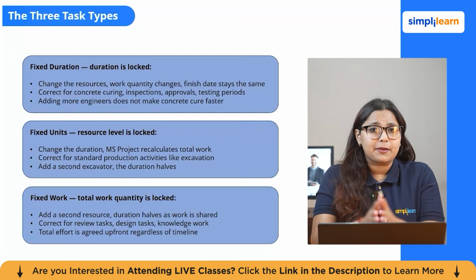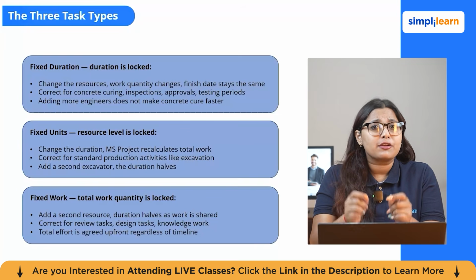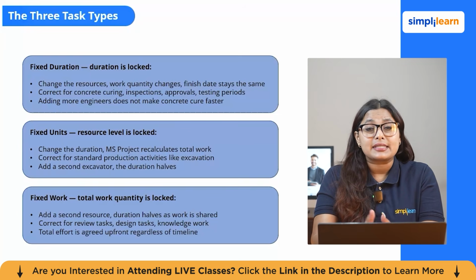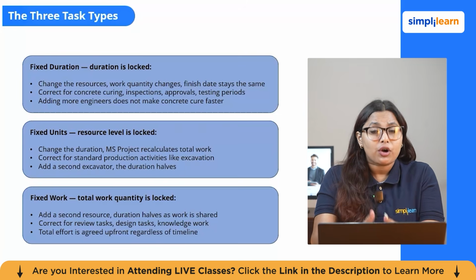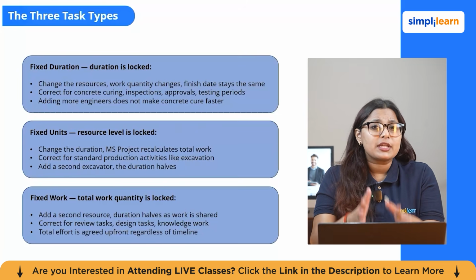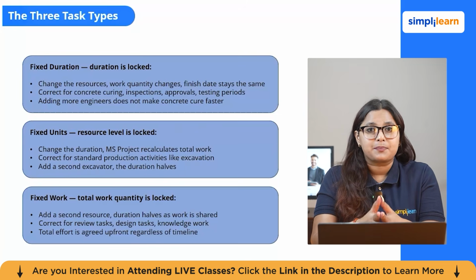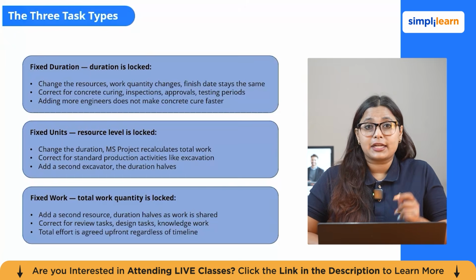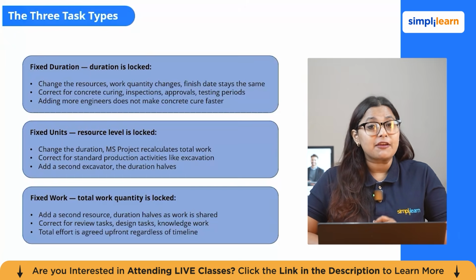Now look at the task types, because once you start assigning resources, the task type determines exactly how the MS Project behaves when you change the duration or add new resources. This is a very small thing that makes a big difference. So now let's see task types, that is fixed duration, fixed unit and fixed work.